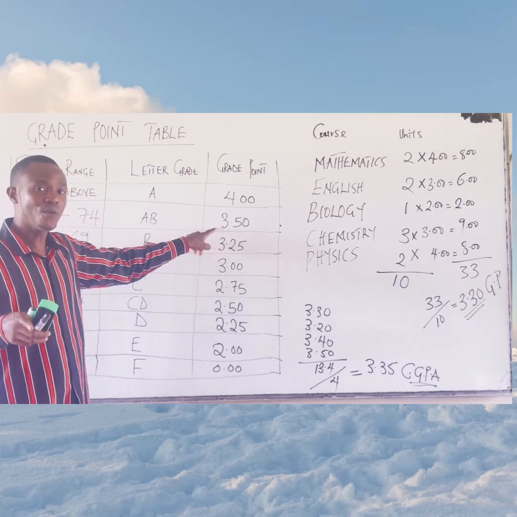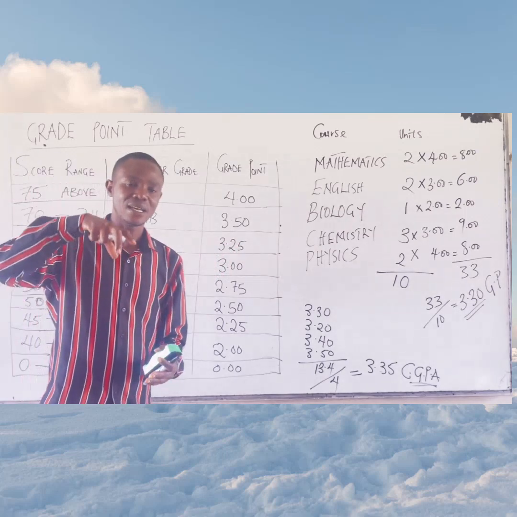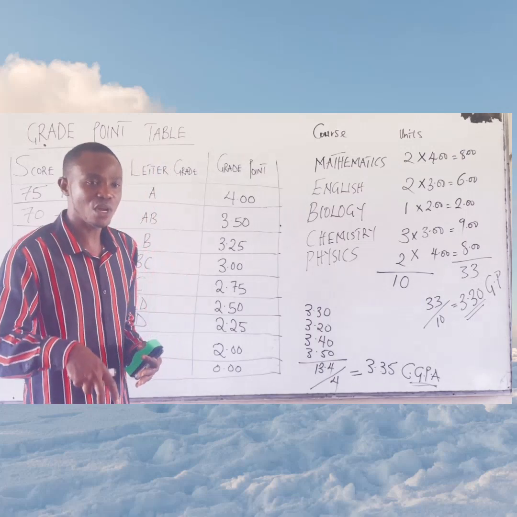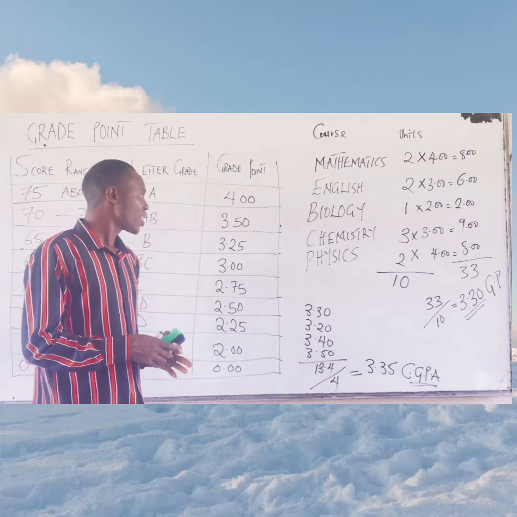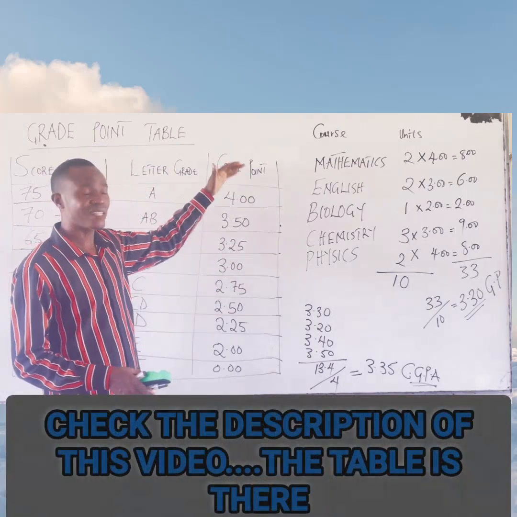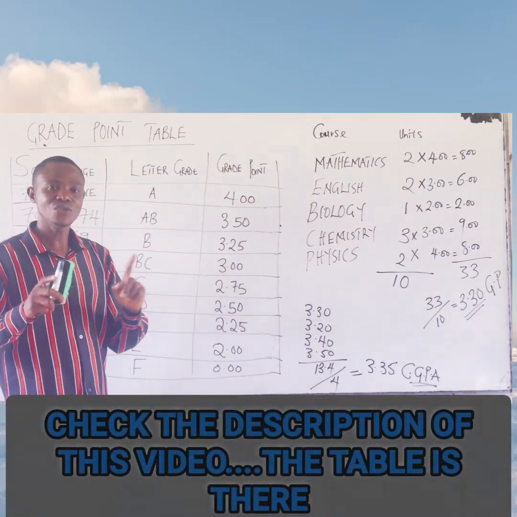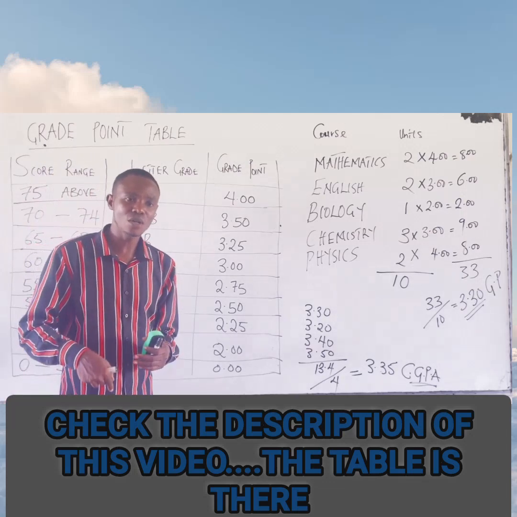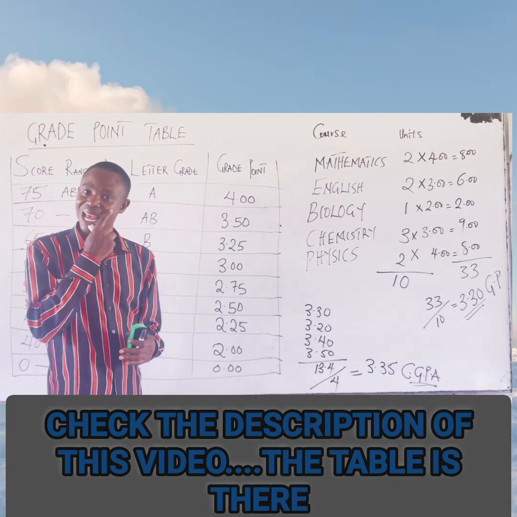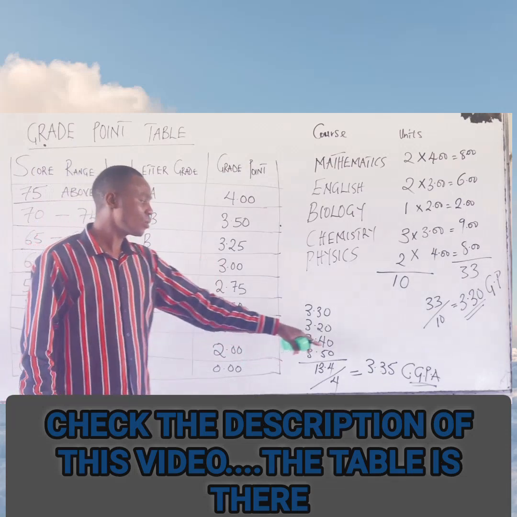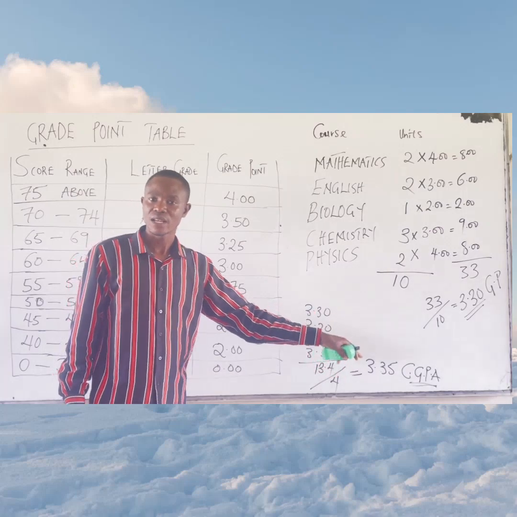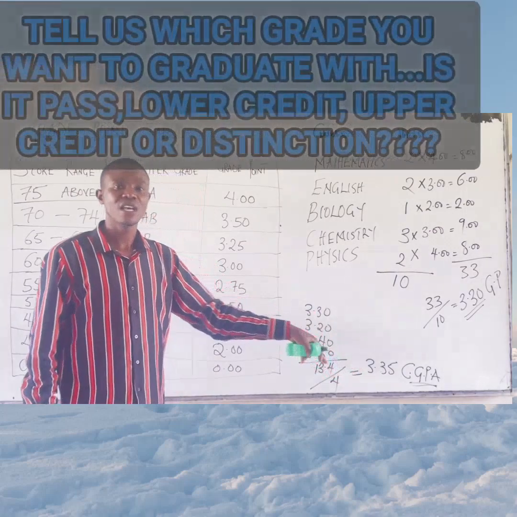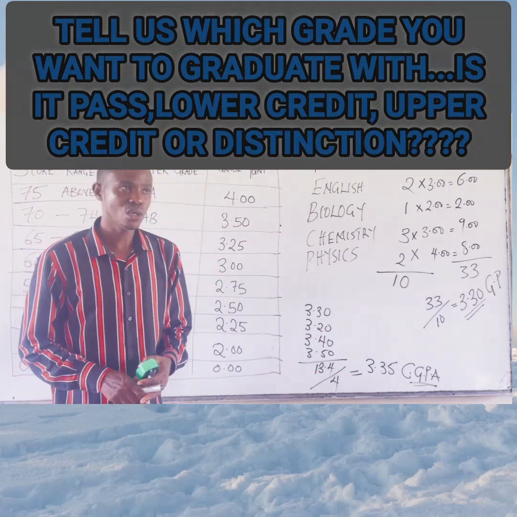There's a table I'm going to drop in the description of this video. That table is going to tell you the categories of results that you can actually leave this institution with. So make sure you check the description of this video, and there you will see the table, and you'll be able to know the breakpoint you are leaving the institution with.